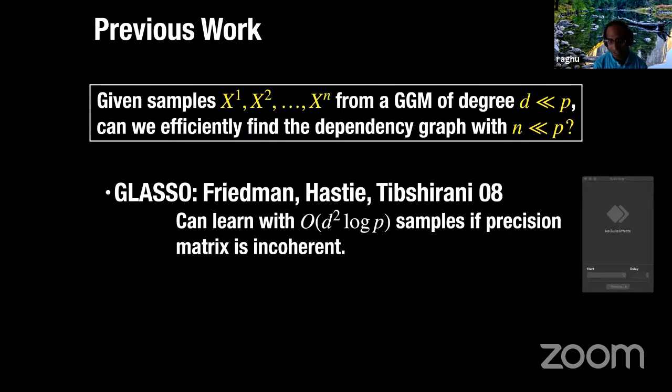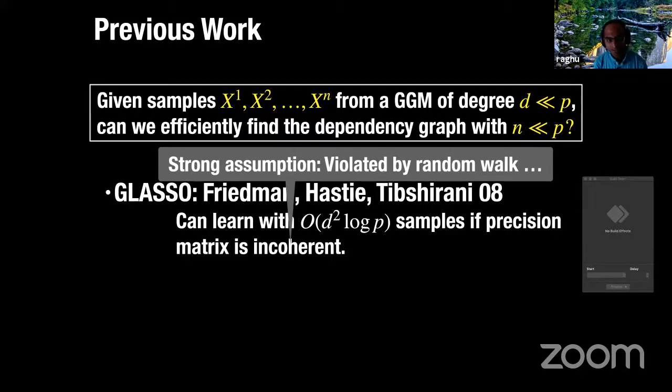However, this relied on assuming that the precision matrix was incoherent. I won't define what incoherent means, but it's a condition saying that large submatrices, or d by d submatrices, of your precision matrix are very well conditioned. And just to contrast with the previous two talks, we could not hope to get O(d log p) dependence for discrete models, but for Gaussians, you can actually hope to get d log p style dependence.